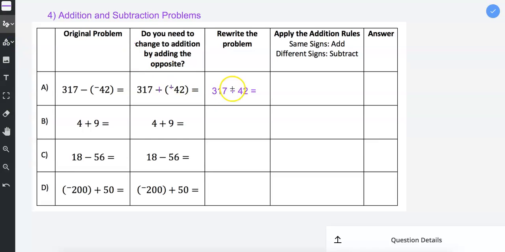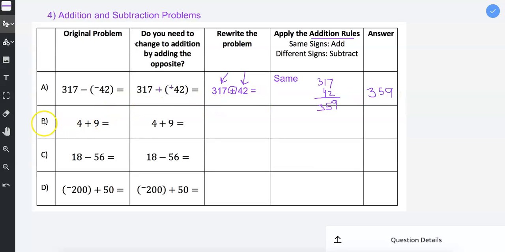Now that I have an addition sign in between, I'm allowed to apply the addition rules. So in this example, these are both positive numbers, so signs are the same, we add. So we take 317 and we add the 42. 7 and 2 makes 9, 4 and 1 makes 5, and 3 plus 0 is 3. So our answer is 359.